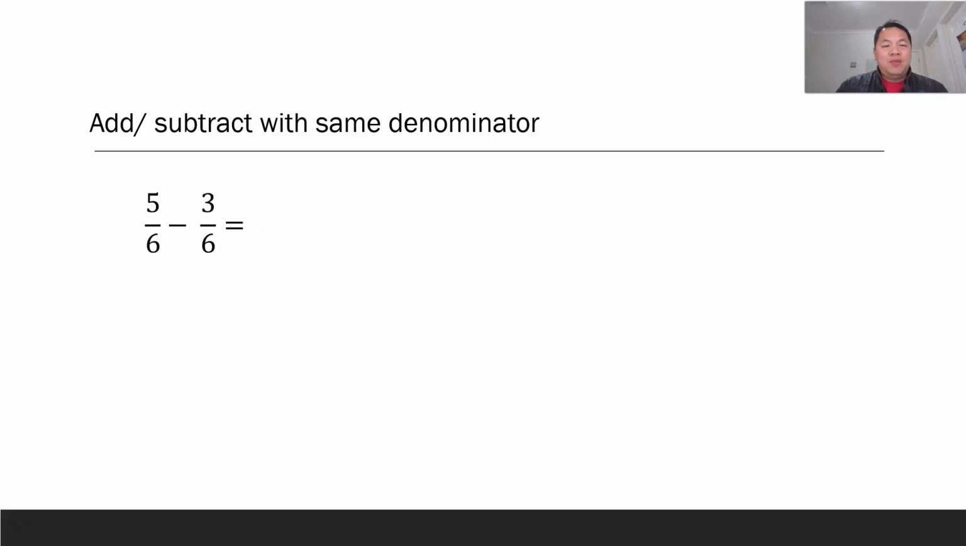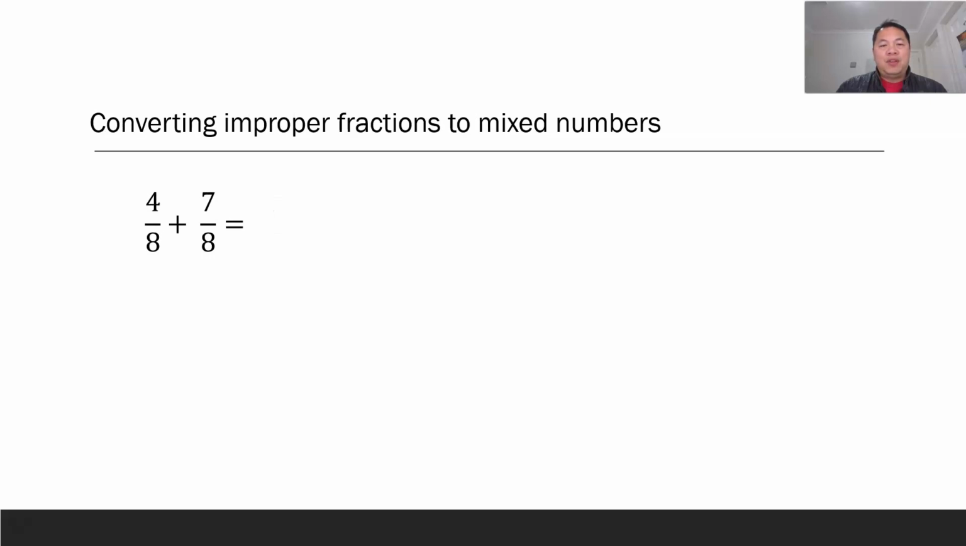Okay, moving on. What happens if I have subtraction? Again, since both fractions have the same denominator, we just need to subtract the numerators. 5 minus 3 is 2/6. I'm not even touching on how to simplify a fraction at the moment. Okay, moving on, next one.